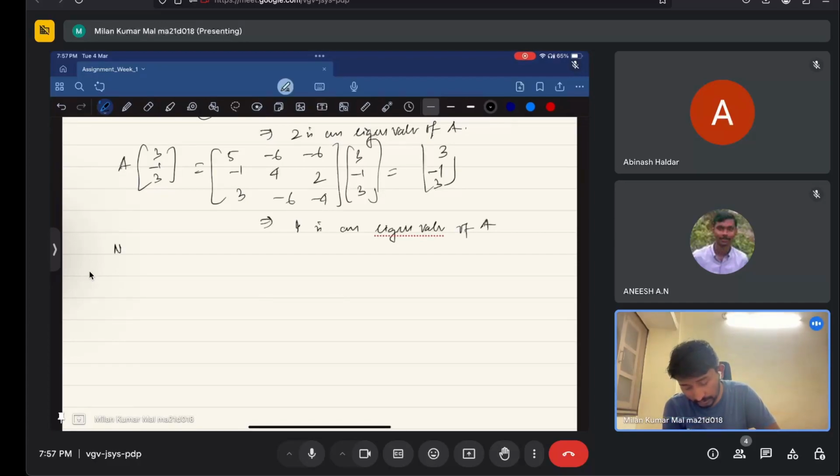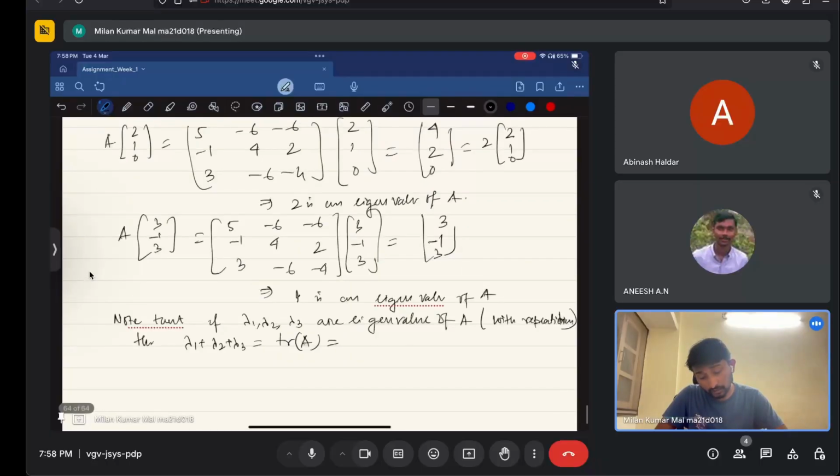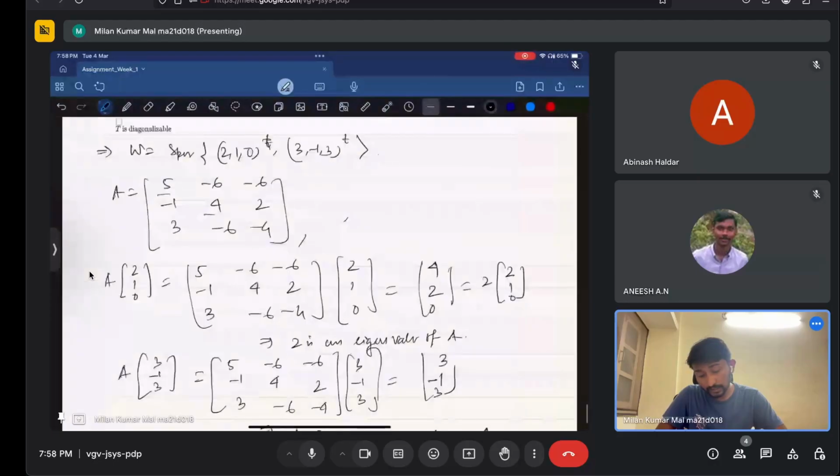Note that if lambda 1, lambda 2, lambda 3 are the eigenvalues of A, considered with repetition, meaning lambda i can equal some lambda j, then lambda 1 plus lambda 2 plus lambda 3 equals the trace of the matrix A, and lambda 1 lambda 2 lambda 3 is the determinant of A. The trace of A is 5 plus 4 plus minus 4, that is 5. And we have seen that 1 and 2 are eigenvalues.